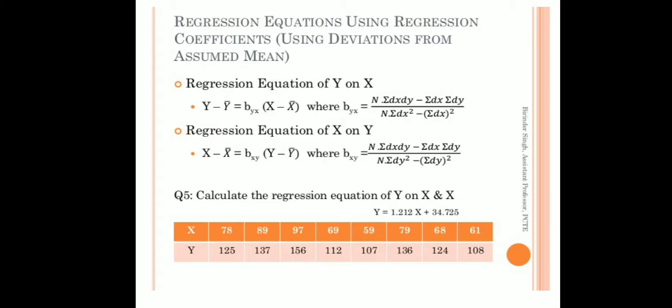Any value of this, and hence find out the regression equation. The equation of y on x is y minus y bar equal to byx into x minus x bar, where byx is equal to n into sum of dx dy minus sum of dx into sum of dy, divided by n into sum of dx squared minus sum of dx the whole square. Here dx means deviation of x, dy means deviation of y. This is for the y on x.